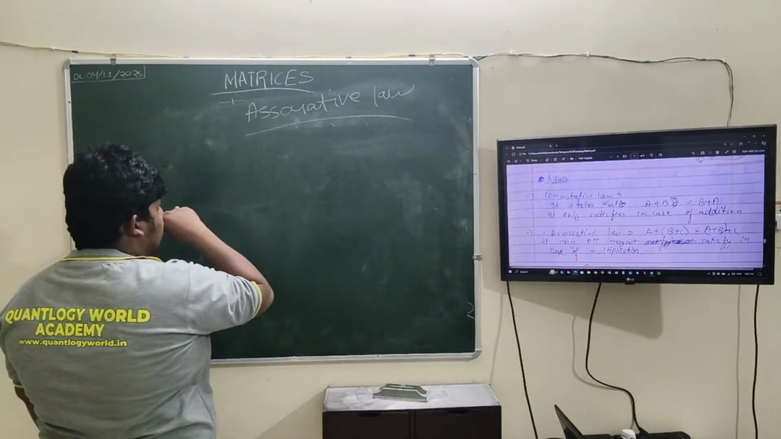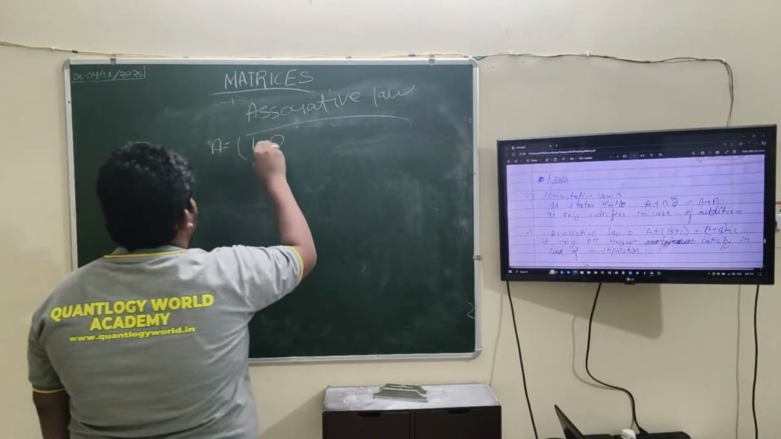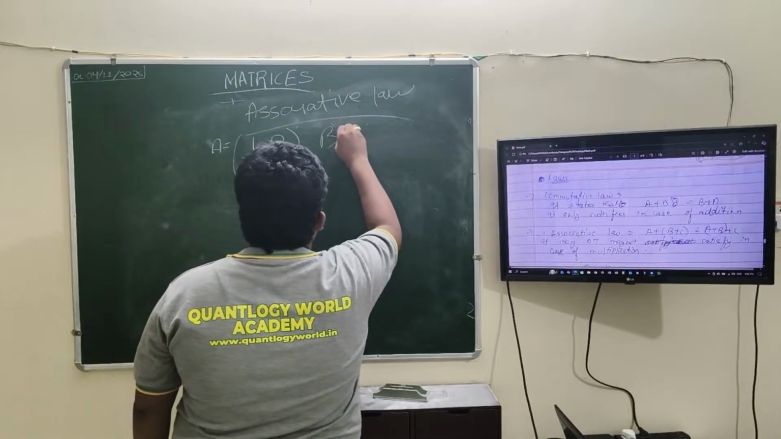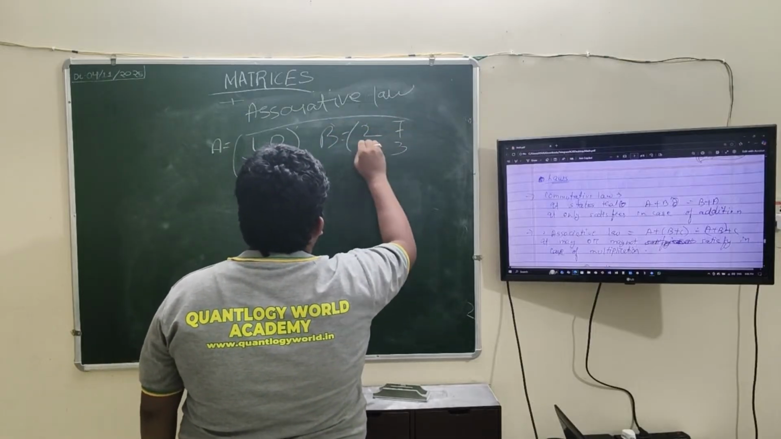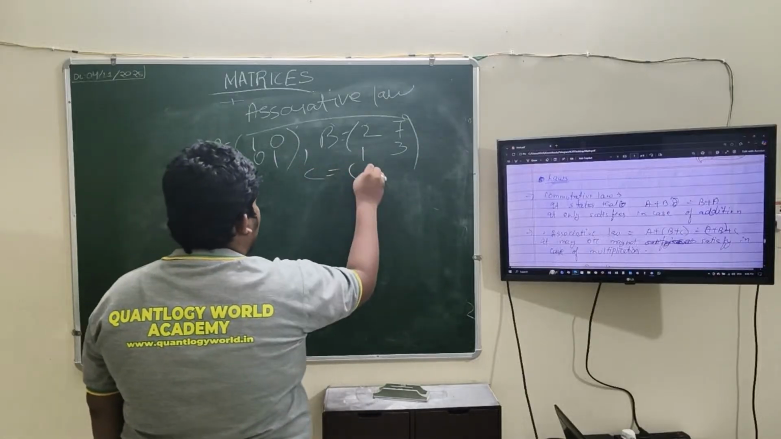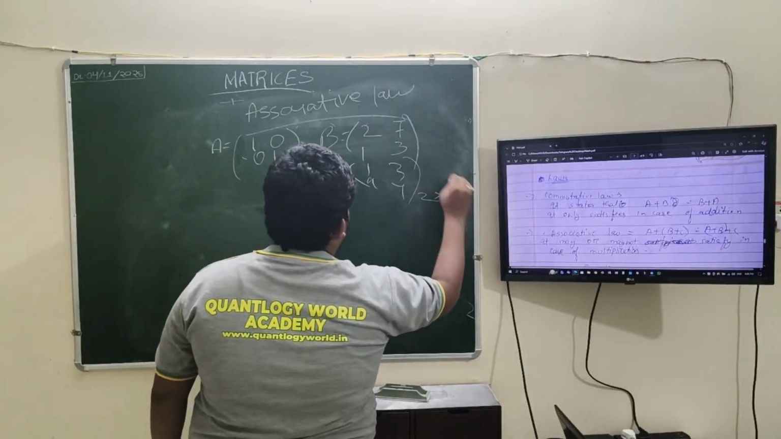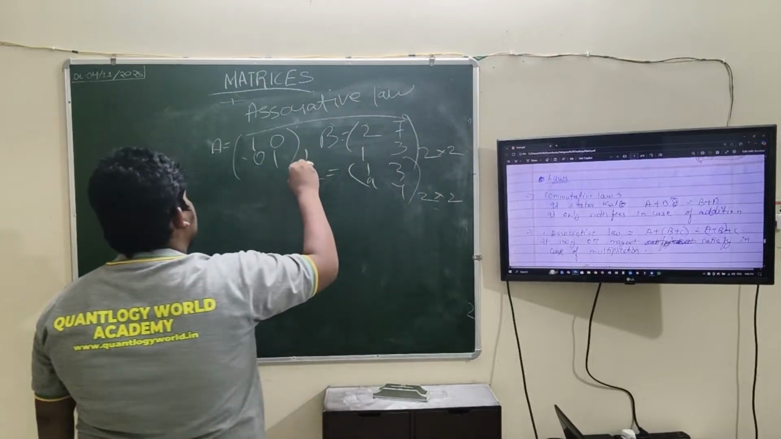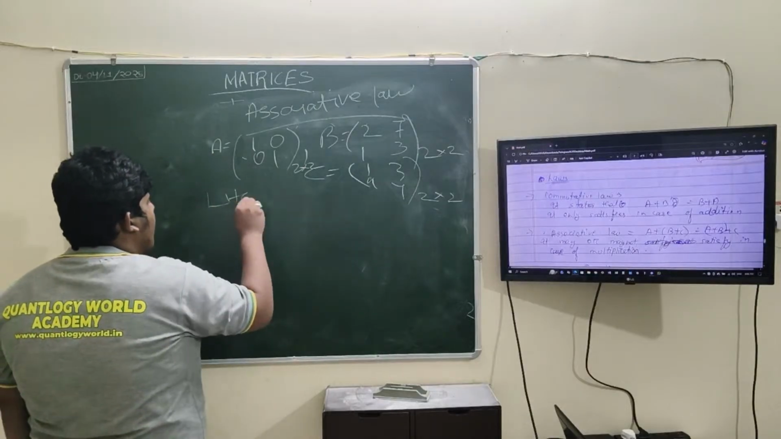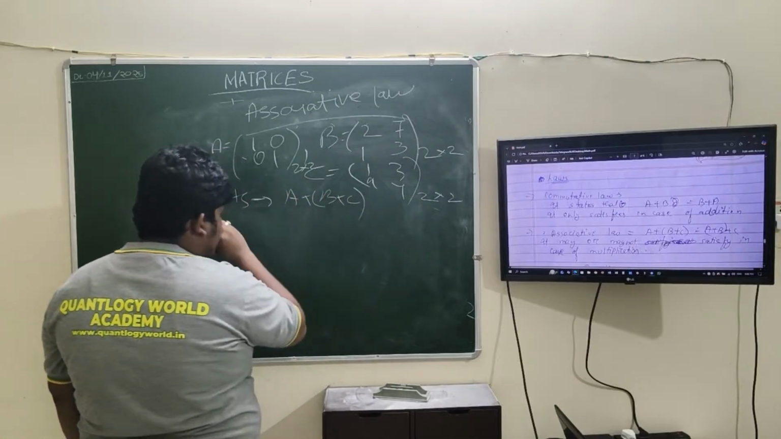Let's take a matrix A equals 1 0 0 1, B equals 2 7 3 1, and matrix C equals 1 9 3 4, and the order of all the matrices should be the same, which is 2 cross 2. So first we'll do the LHS part. LHS part is A plus in bracket B plus C. So first we'll do B plus C.